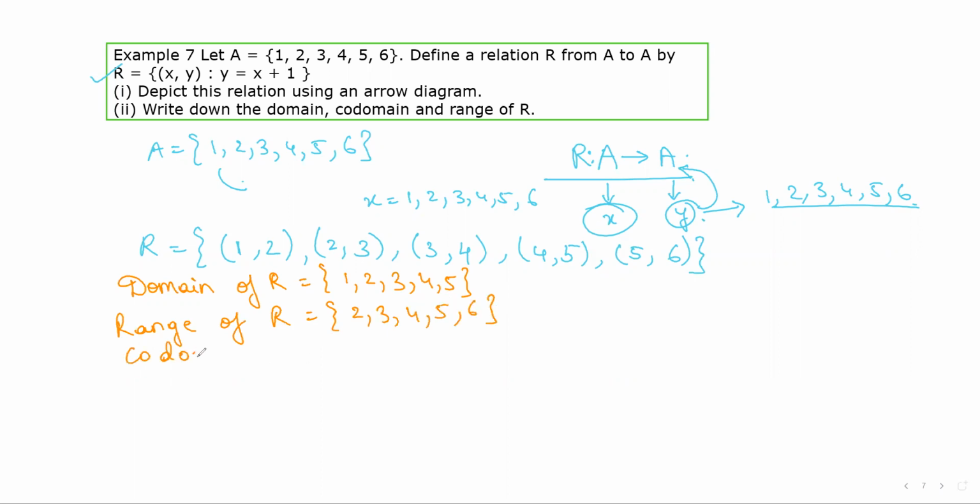Your codomain of R. Now, these are all the values which come here. All the values that your relation is pointing towards. The second set. Second set is A. A has 6 values. So a codomain also has 6 values.